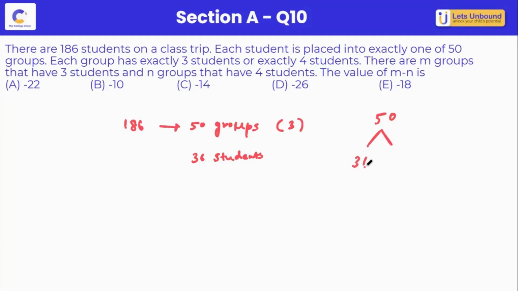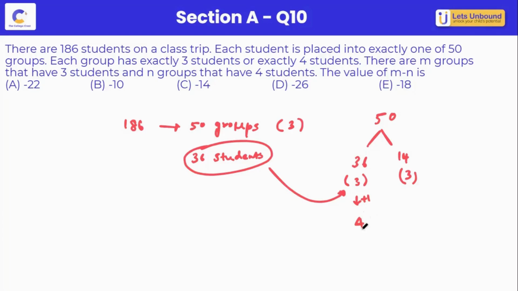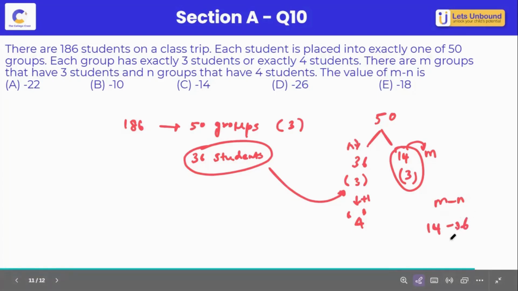I will split into 36 because another 36, they already have 3 and 14 I'm splitting because in this way I'm splitting because 36 students are there. Now another 36 students will go to this group one by one. So now every group of this 36 will be added with 1 and it's a 4 student group. This will stay as a 3 student. So 3 student group is called M and 4 student group is called N. So what is M minus N? 14 minus 36 and it is minus 22. You have to subtract and put the greater sign. So it's A.